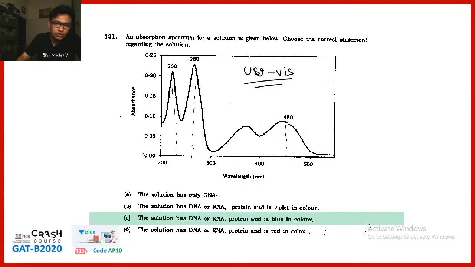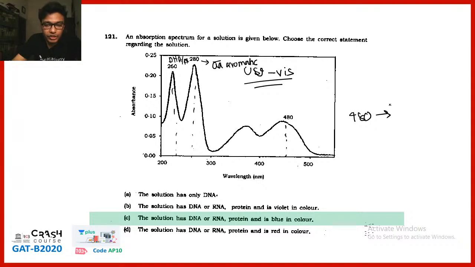So first of all, 260 is for DNA or RNA, right? 280 is for aromatic amino acids in the protein, such as tryptophan, phenylalanine, etc. All these aromatic amino acids give a band at 280. Now 480 might be due to a prosthetic group, but a 480 nanometer wavelength is for blue color. So obviously 480 is the illumination for GFP as well. You illuminate in blue color, you get fluorescence in green color. So this is important, okay?